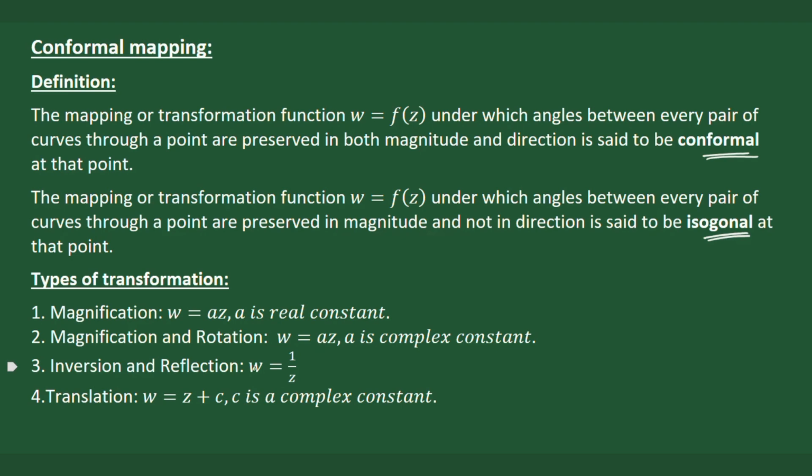Inversion and reflection: if the transformation is w = 1/z, then it is called inversion and reflection. Next, translation is w = z + c, where c is a complex constant. Translation means the image will be shifted by a distance of modulus of c. So these are the four types of transformation. Now, let us see problems based on this mapping.